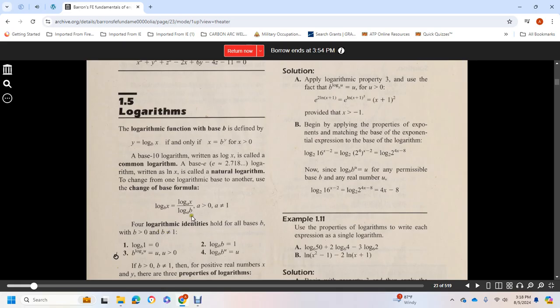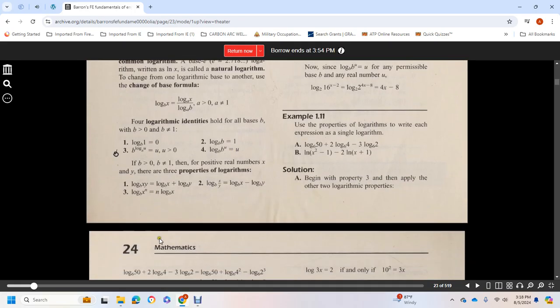The logarithmic identities hold for all bases b with b greater than 0 and b not equal to 1. Log base b of 1 is equal to 0. Log base b of b is equal to 1. b to the log base b of u is equal to u for u greater than 0. Log base b of b to the u is equal to u.